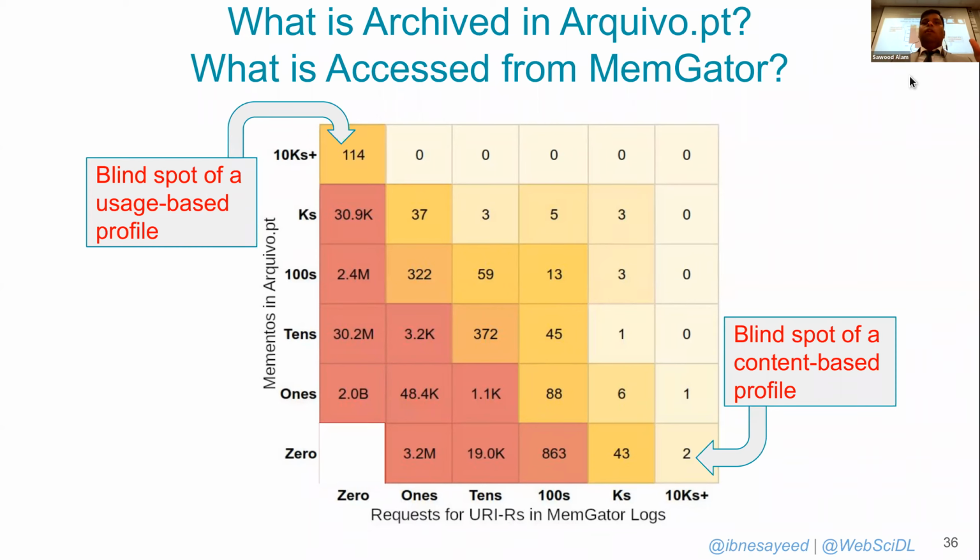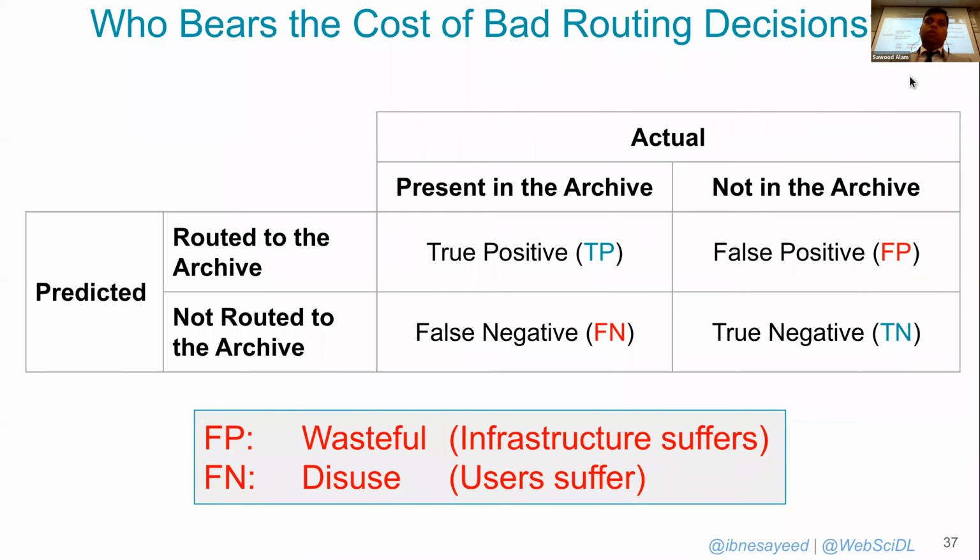So this first column and bottom row are basically the major source of false positives and false negatives, which leads us to what they mean. If mementos are present in an archive and their corresponding request is routed to that archive, that's a true positive. If they are not present and not routed, that's a true negative. These are good cases. That's what we want. False positive is when an aggregator routes to an archive, but there are no good mementos there. So that's a wasted effort.